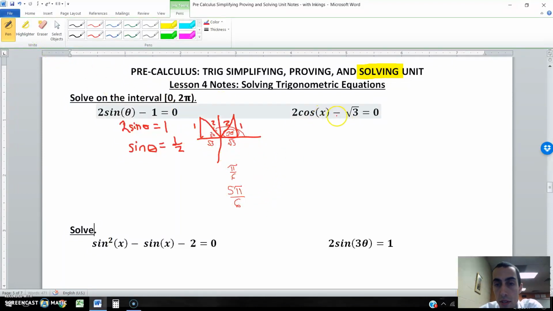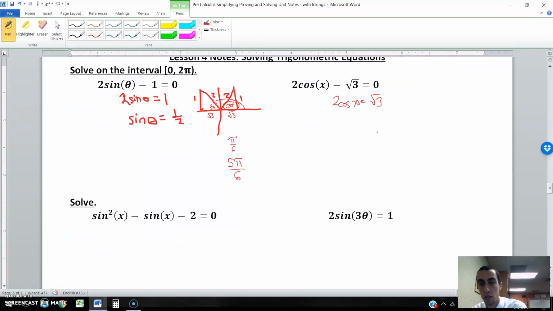Next one. We want to again isolate our trig function, add root 3 to both sides, and then divide both sides by 2. And then ask ourselves which angles have a cosine of root 3 over 2. So cosine is x over r. So our x will be root 3, and r will be 2.